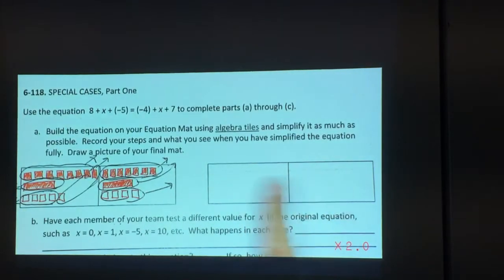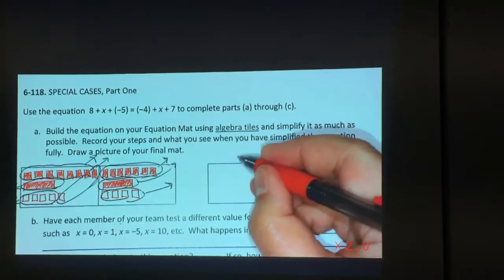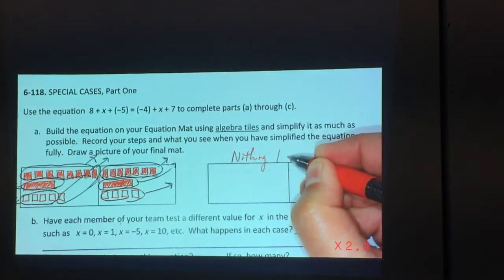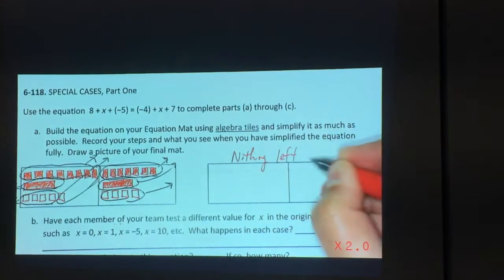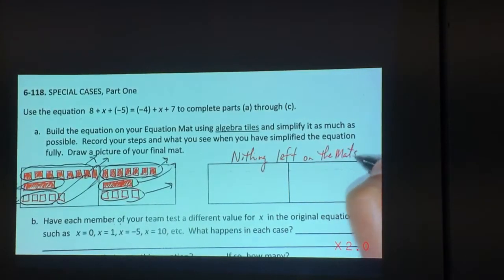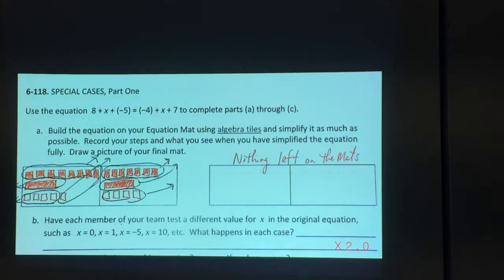So you know what? Instead of leaving it blank like that and making me think that you just didn't answer it, we're going to make ourselves a little note up here. Nothing left on the mats. Okay, make yourself that little note because otherwise you're going to go back and look at this and say, oh, I never answered that. Okay.